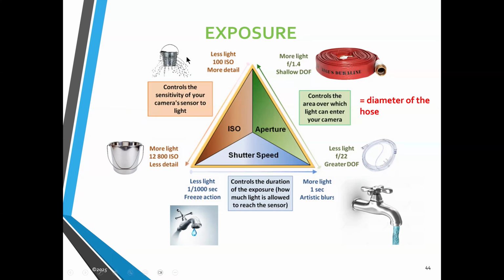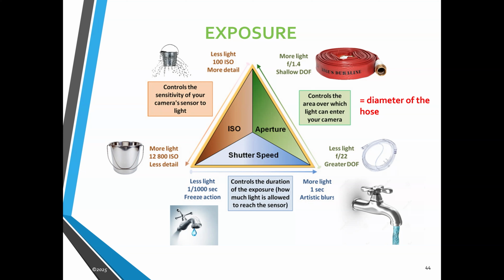The last thing is how porous the bucket is. You can try and fill a bucket that's a sieve forever and hardly get any water in it, because it lets the water out as soon as it starts to come in. And that's really the sensitivity of your sensor, whether it is very sensitive and captures every drop of light. And that's our ISO setting. Low ISO settings are very porous, and high ISO settings are very firm and non-porous.